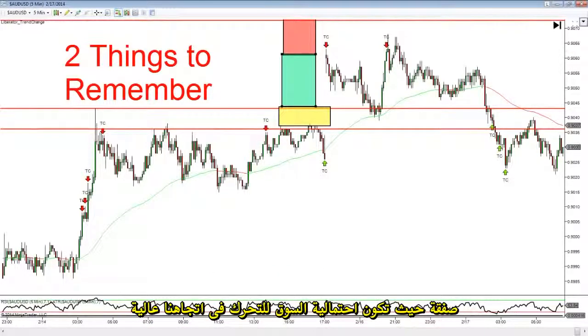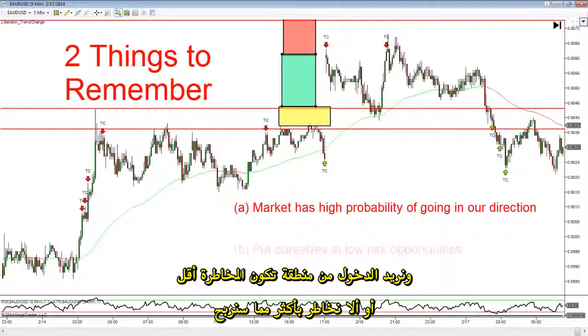We want to involve ourselves in trades where A, the probability of the market rolling over, or the market doing what we expected and what we predicted, is greater than it not happening. And B, we want to put ourselves in a position where we're risking less than what we're willing to gain, or we're risking at least just as much. We don't want to risk more than what we're willing to get out of the trade.